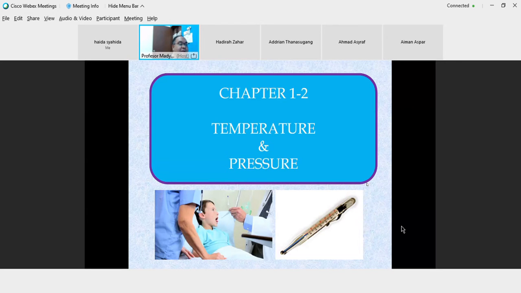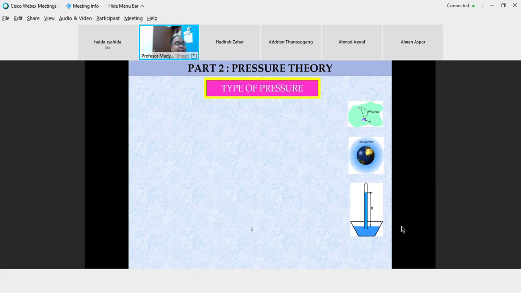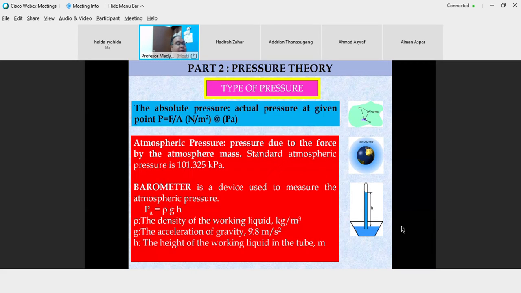Okay. Now we look into the pressure and temperature. Ni budak dia tengah kena COVID lah. So the type of the pressure. So the absolute pressure is the actual pressure at a given point. So pressure is what? Force divided by area. So saya pun tak ada penutup.